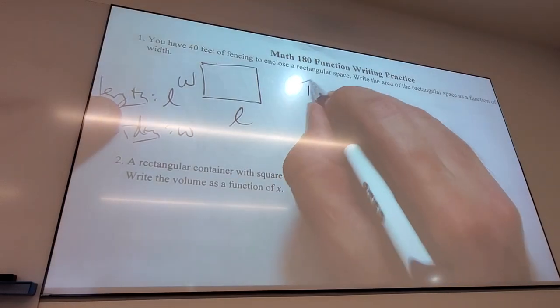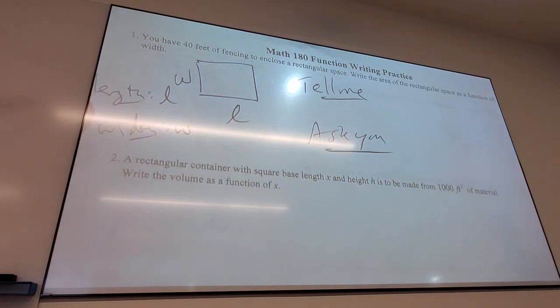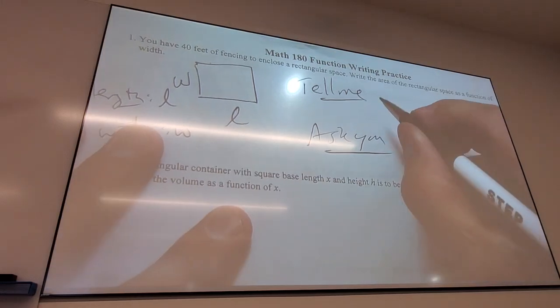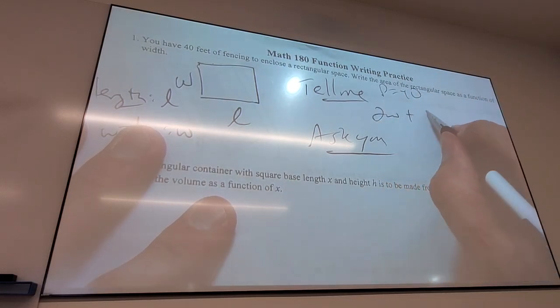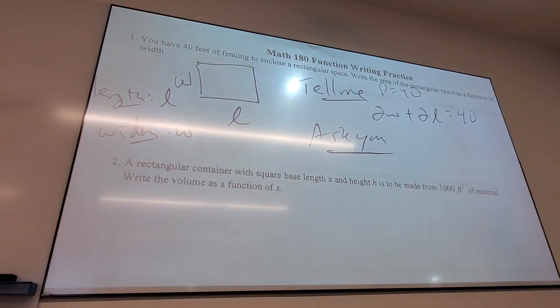Do you see how there's something I tell you and there's something I ask you? So I call these tell me, ask me problems. They tell me something and then they ask me something. What geometrical idea do I tell you the information about? Perimeter. I just tell you the perimeter is 40. So what's the equation I can write for that? 2W plus 2L equals 40. So I write an equation for what they tell me.